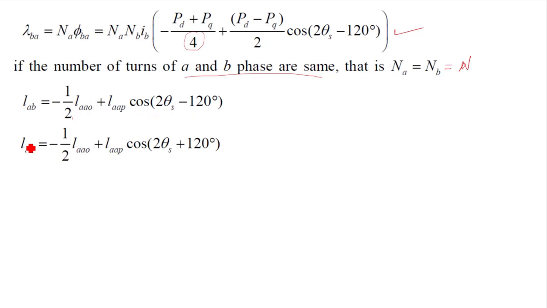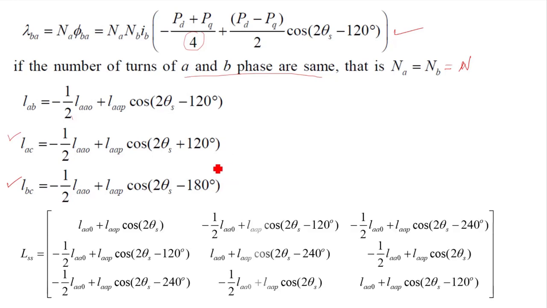Okay. Similarly, I can derive the expression for LAC, which will be equal to minus half LAA0 plus LAAP cos of 2 theta s plus 120. And similarly, I can also derive LBC, which will be minus half LAA0 plus LAAP cos of 2 theta s minus 180. Right? Except for the self-inductance, the others have the minus half term, we can see here, right? This is minus half.